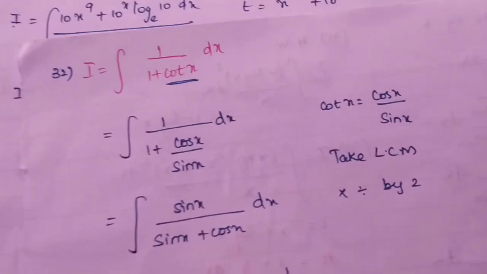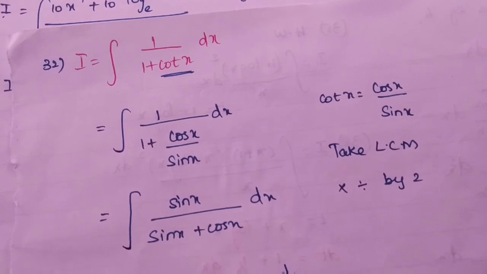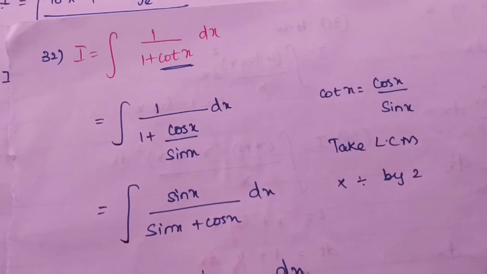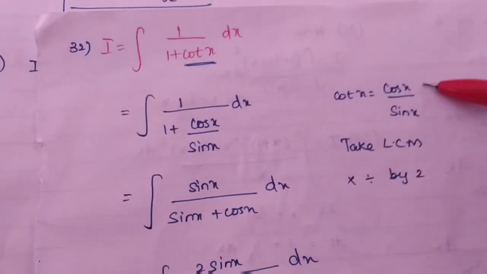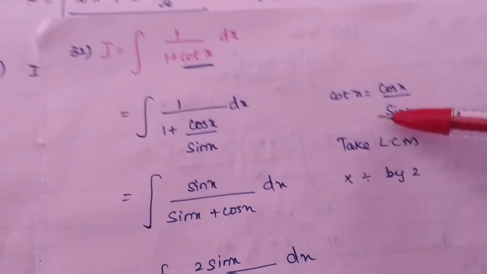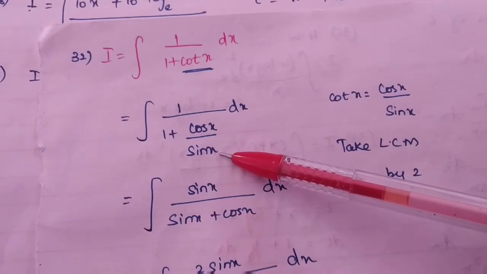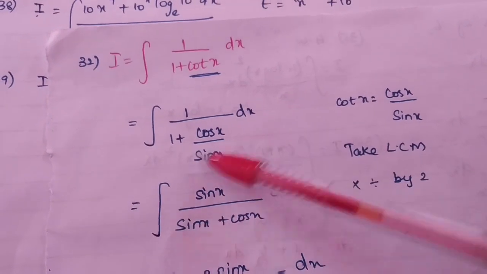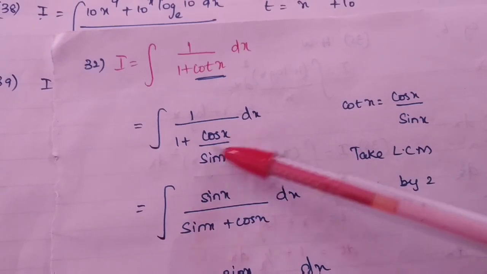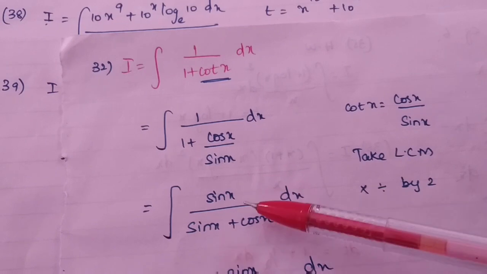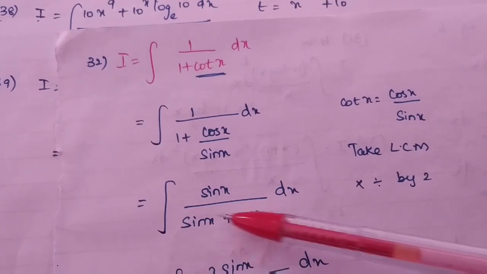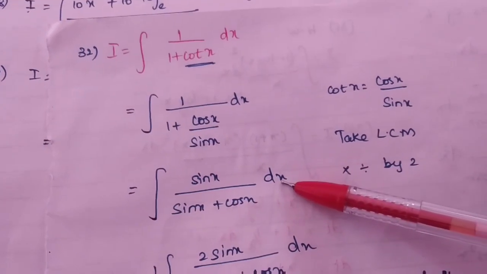Now 32nd, integral over 1 plus cot x into dx. This cot x can be written as cos x by sin x. That's what I have written here, cos x by sin x. Now after this step, after writing cos x by sin x, you need to take the LCM of it. Therefore, you will get sin x plus cos x divided by sin x. Bring the sin x, that is, you need to reciprocate the same way. So, you will be getting sin x divided by sin x plus cos x into dx.